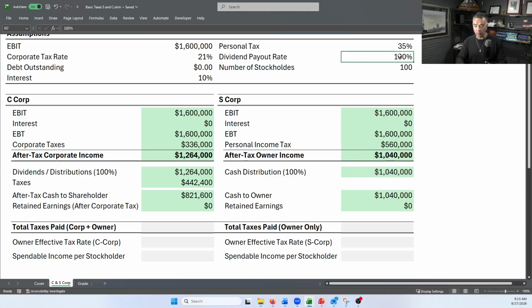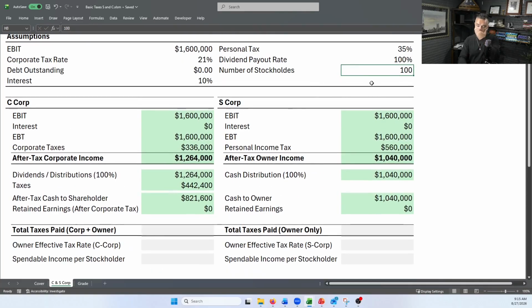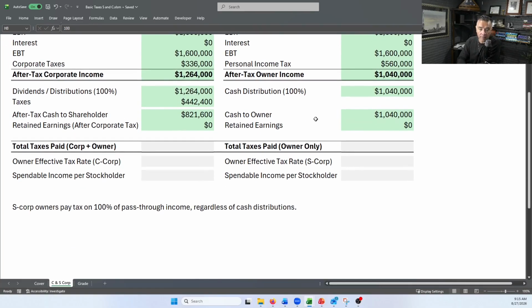And just to play around with it really quick to make sure I did it correctly, 90%. Everything lights up green, which means you are on your way to a good model. I'm back at that 100% dividends.